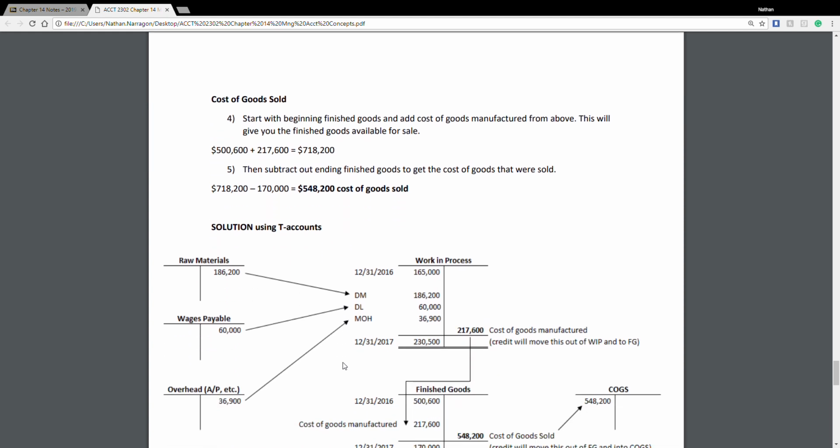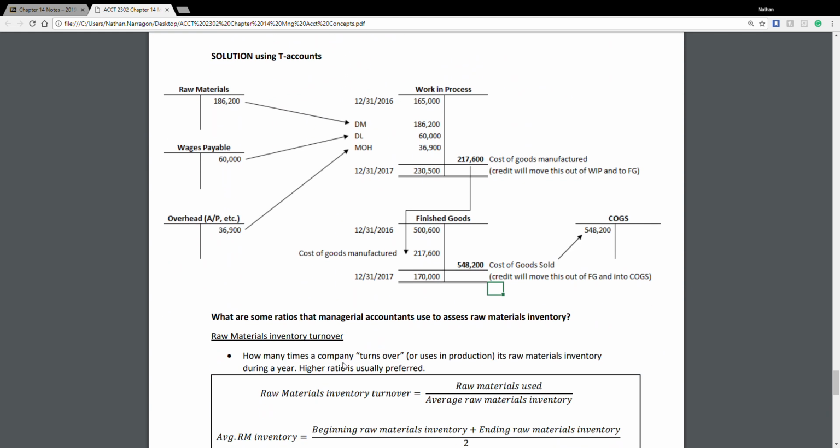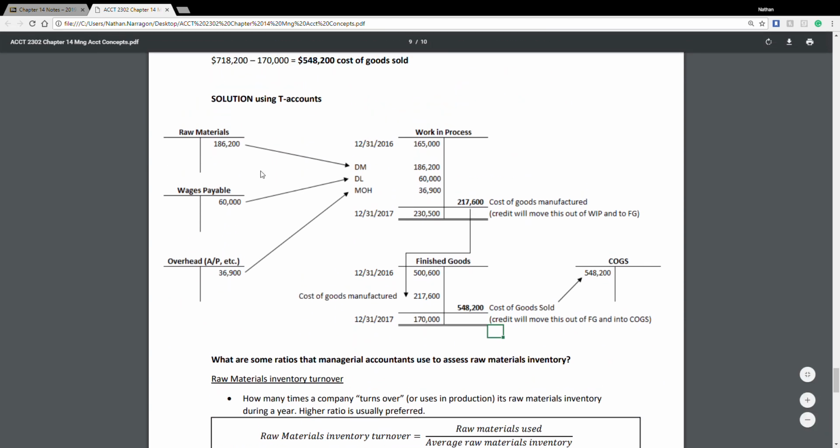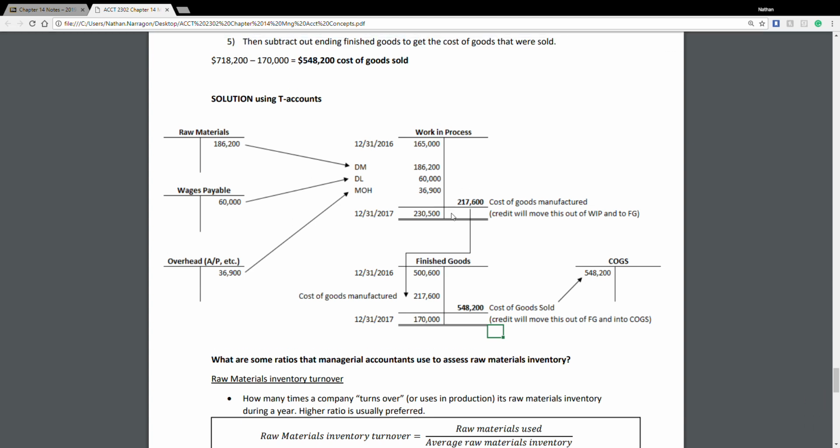If you'd like to see it as a T account, here they are in T account form. Here's our beginning, our raw materials, wages, and overhead. They all go to work in process. Notice we add, here's the beginning, we add all three. We end up finding a total. We have our ending balance right here. So once we add all these together, minus the 230, should give us that 217,600. Of course, this is credit.